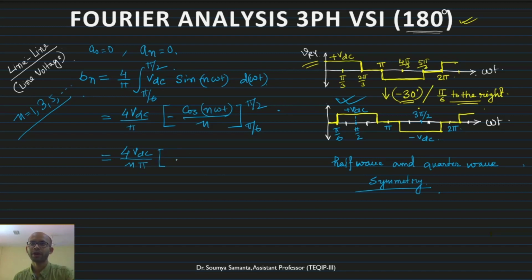Now what will happen here? This will be minus of, if I take it this way, cos of pi by 2 minus cos of pi by 6, last bracket close. If I remove this second bracket, this will be minus and this will be plus. So what will be the final expression? What is the cosine here? Obviously one thing is that n will be there.